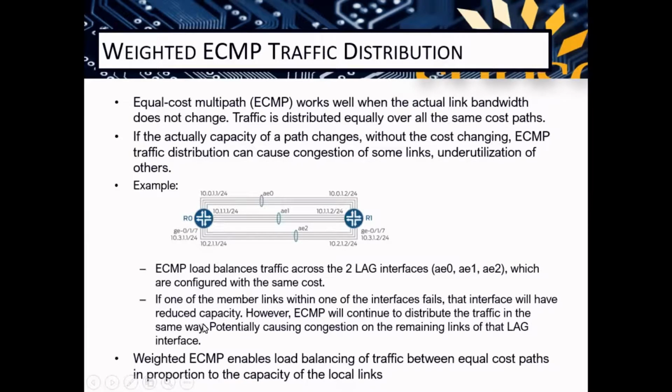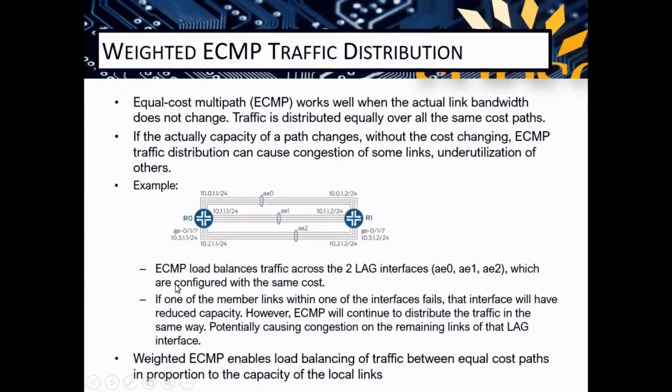Now, ISIS does have, and this is, let's say, a relatively new feature. Junos has implemented a new feature in ISIS that allows load balancing between unequal links, unequal bandwidth. It's called weighted ECMP. ECMP stands for equal cost multipath.